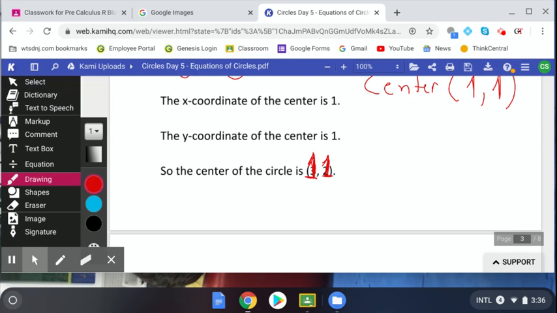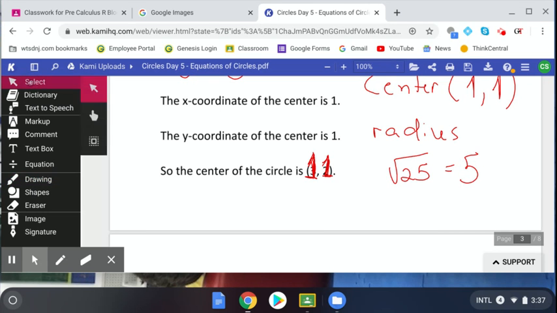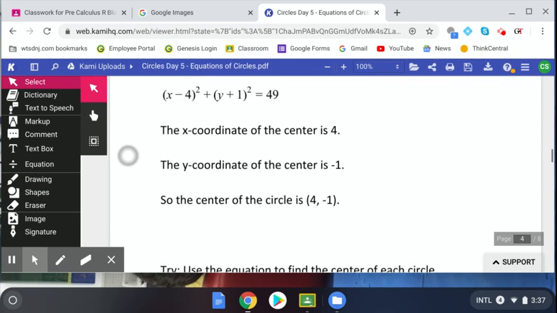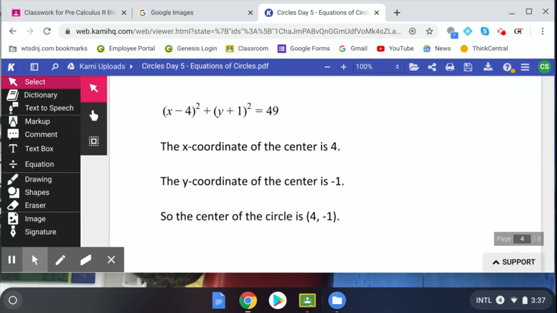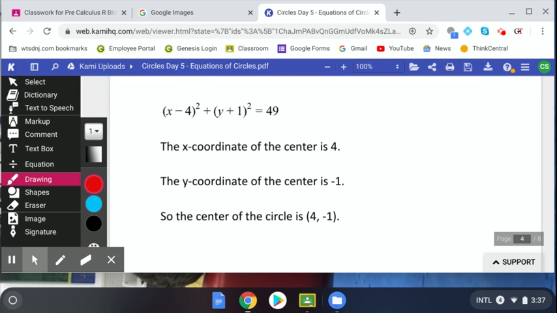I write it here. The radius would be the square root of 25. It's actually plus or minus 5, but because we're talking distance, it's just going to be positive 5. So in this particular example, what would be the center? Well, you take this number, that's the x-coordinate of the center, and you change the sign. Take this number, change the sign, that's the y-coordinate of the center. So the center is at positive 4, negative 1.